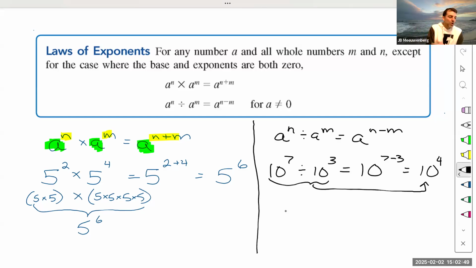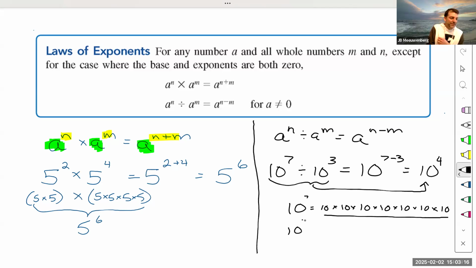Why does that work? One of the reasons is if you think about division in terms of a fraction, and we will see this more in a moment, 10 to the 7th can be written as 10 times 10 times 10 times 10 times 10 times 10 times 10. Should have picked a smaller number. And we're going to divide that by 10 to the 3rd, which is 10 times 10 times 10.